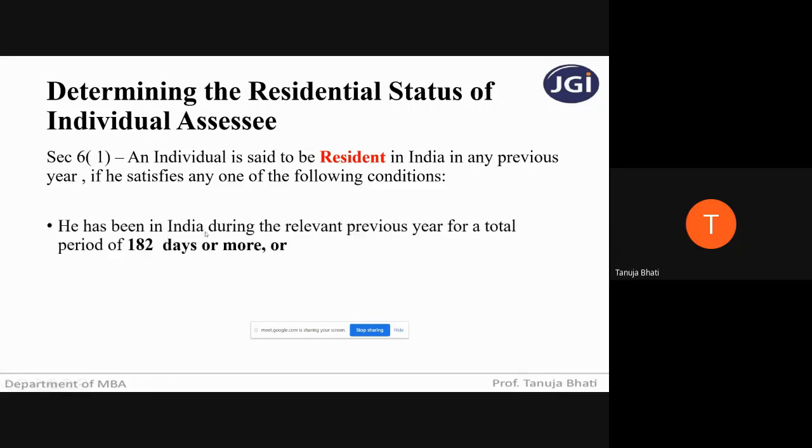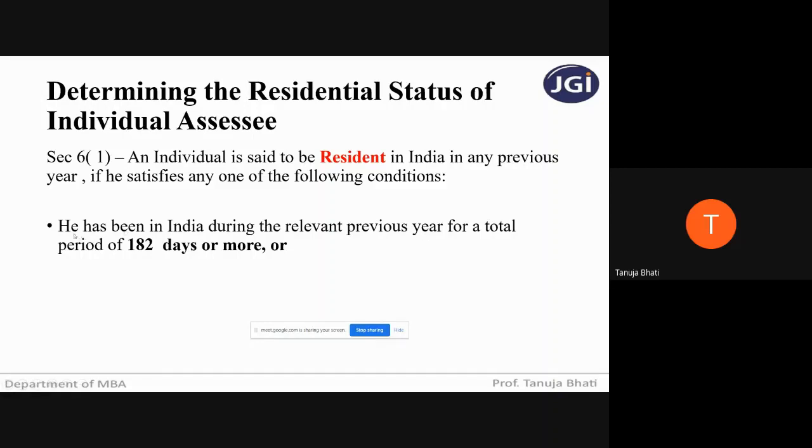He has been in India during the relevant previous year for a total period of 182 days or more. First condition is saying that when I say previous year, suppose in the exam the assessment year is given as 19-20, so the previous year will be 18-19. So whatever assessment year is there, immediately preceding that will be your relevant previous year. You all know what an assessment year is; in yesterday's class we have already discussed.